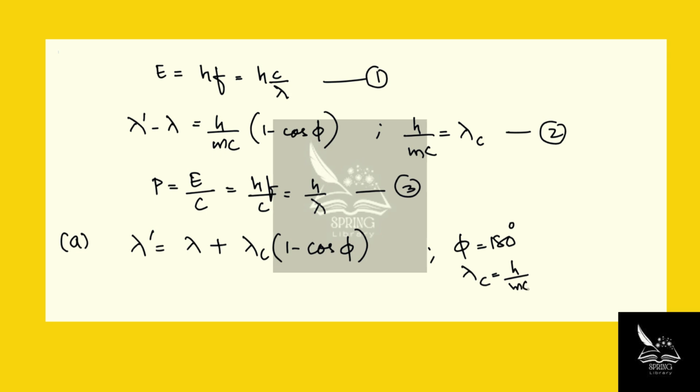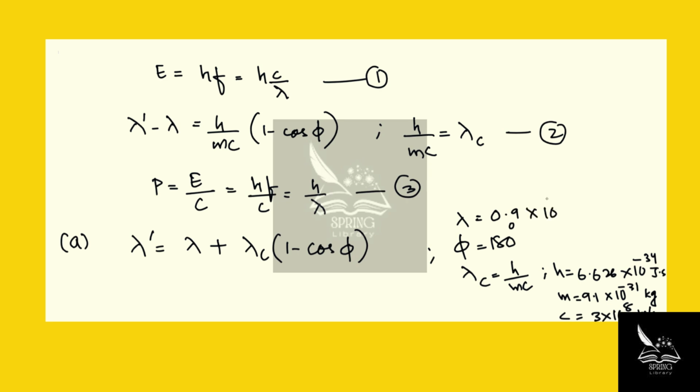H is Planck's constant, and this is equal to 6.626 times 10 to the power minus 34 joule seconds. M is 9.1 times 10 to the power minus 31 kg. C, being the speed of light, is equal to 3 times 10 to the power 8 meters per second. And lambda is given to be 0.9 nanometer, so this is lambda in units of meters. Now we can substitute all these values over here, and that gives us lambda dash to be 9.485 times 10 to the power minus 11 meters.